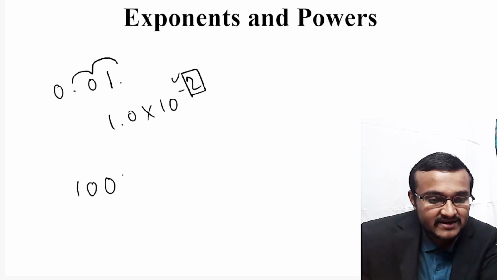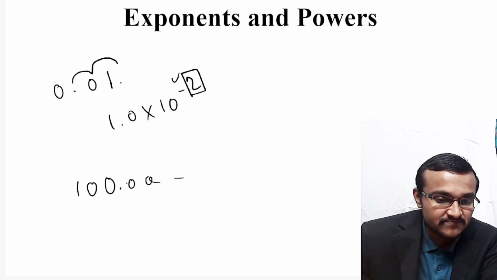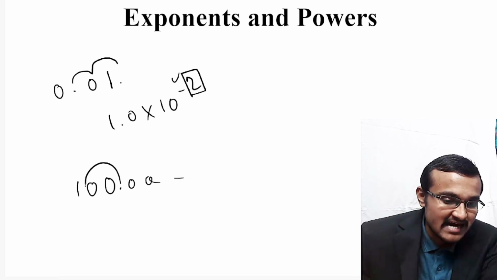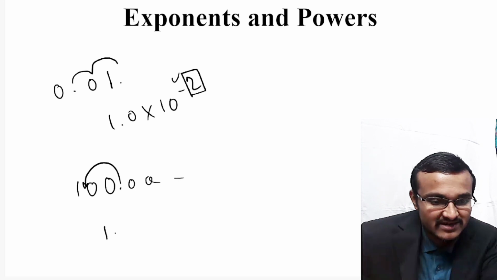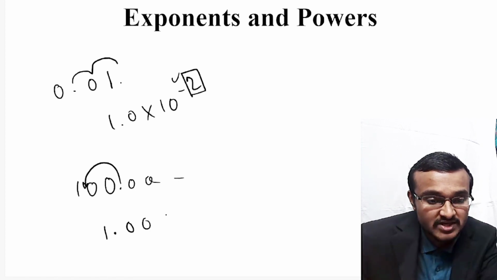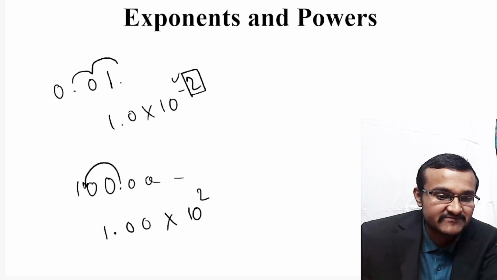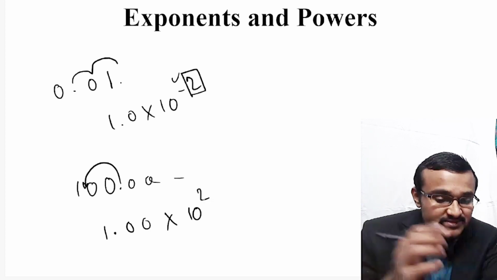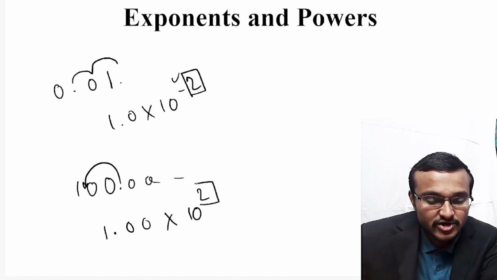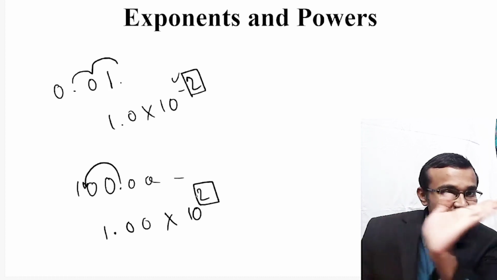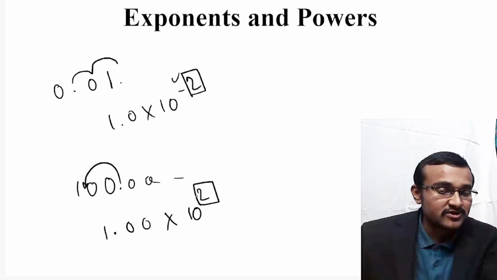Now if I have 100, so 100 means it is 100.000 like this. So now if you want to move this decimal point after 2 digits to here, then it will become 1.00. So this you should actually multiply with 10 power 2, because after 2 digits you are actually putting the decimal point. So in the power you are writing 2. So here in the left hand side you are moving the decimal point, so it will be plus 2.